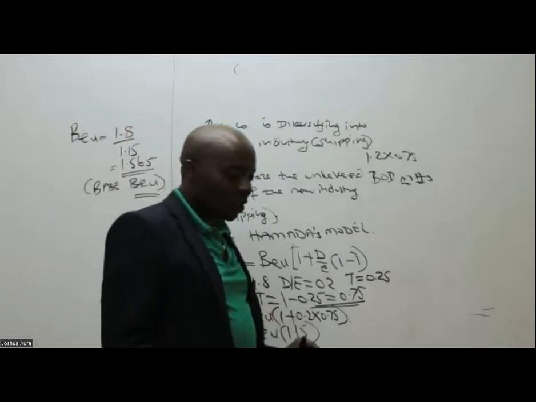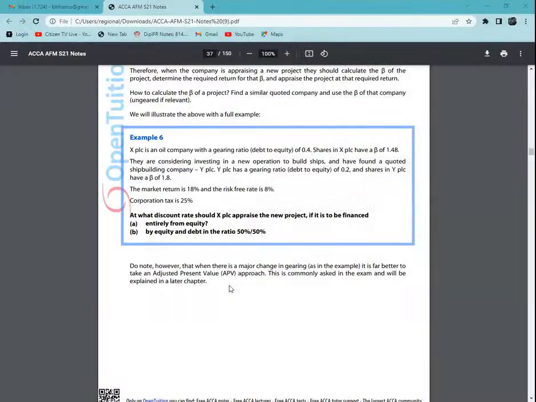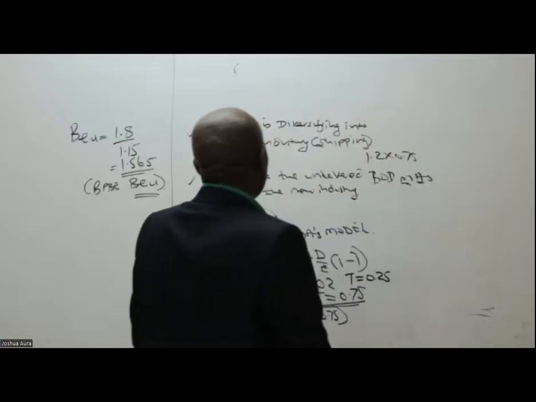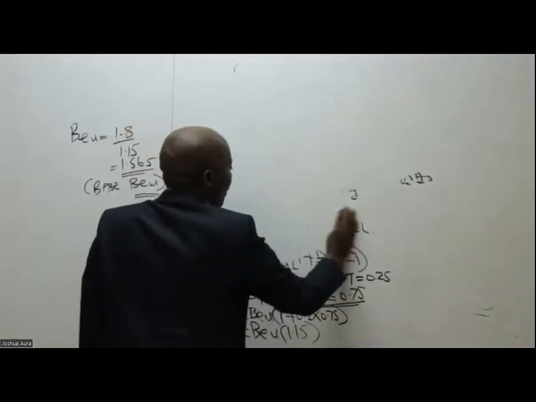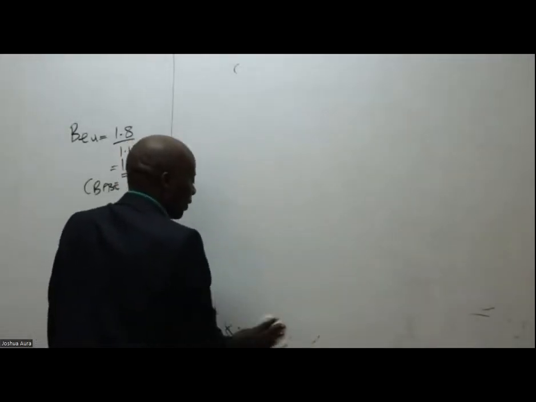But now go and read the question. If you read the question here, they wanted us to give them the discounting rate, which in most cases is WACC. At what discounting rate should XPLC appraise a new project if it's to be financed entirely from equity? So no worries, ladies and gentlemen. Of course I know discounting rate. They would always want me to work with WACC as the rate of discounting.